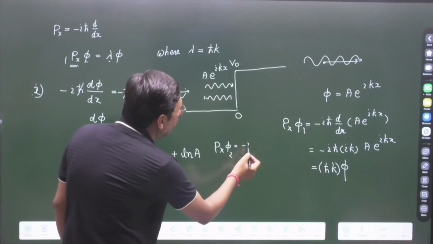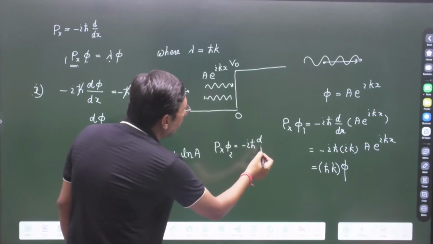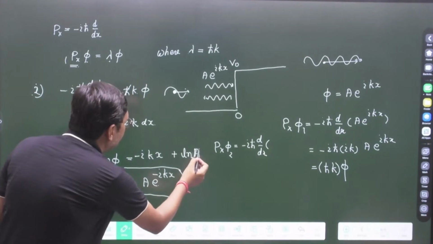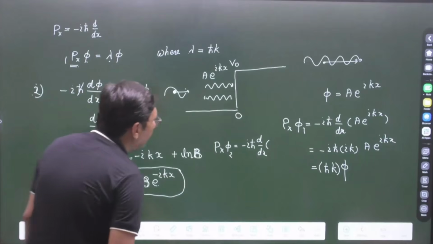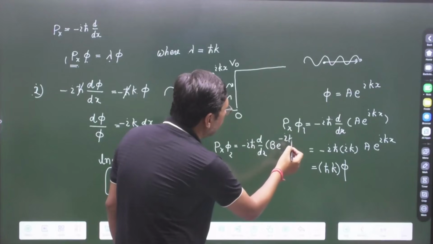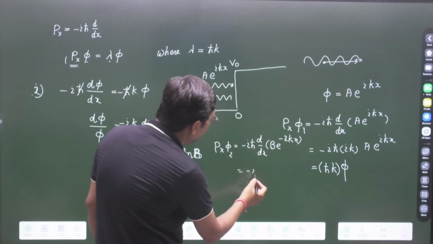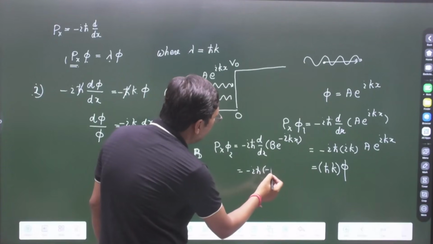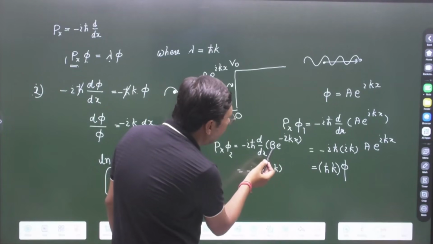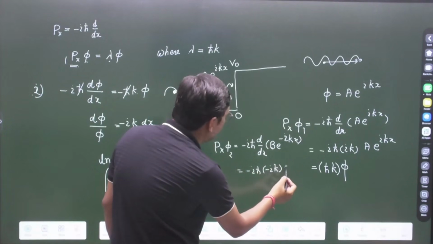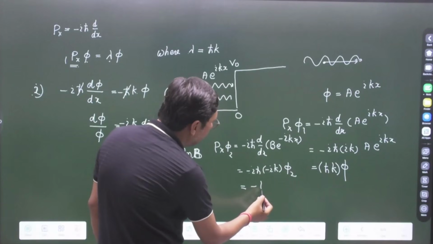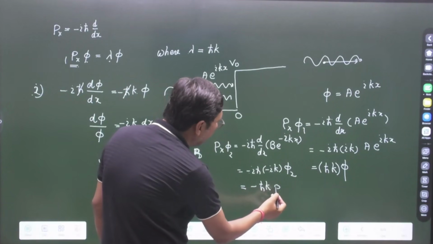This will be minus iota h cross d by dx. And this will be b. You write it as b. This will be b e to the power minus iota kx. So it will be minus iota h cross, and here you will get minus iota k, and this b will be there, exponential will be there, so I can write it as phi 2. So what you are going to get, minus minus plus and then minus h cross k, and this will be phi 2.